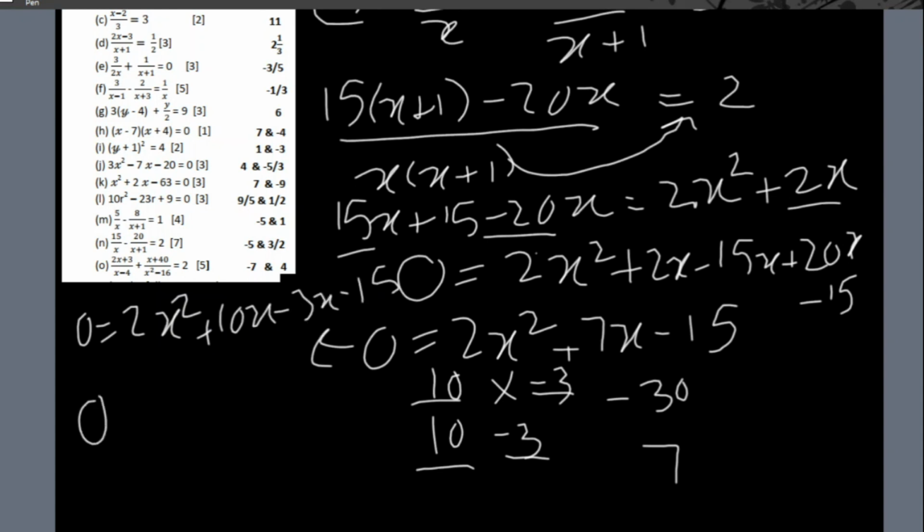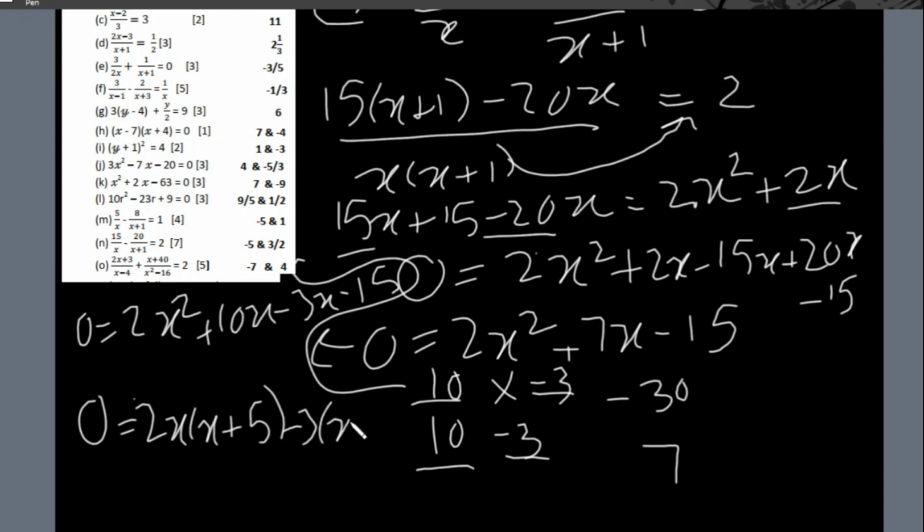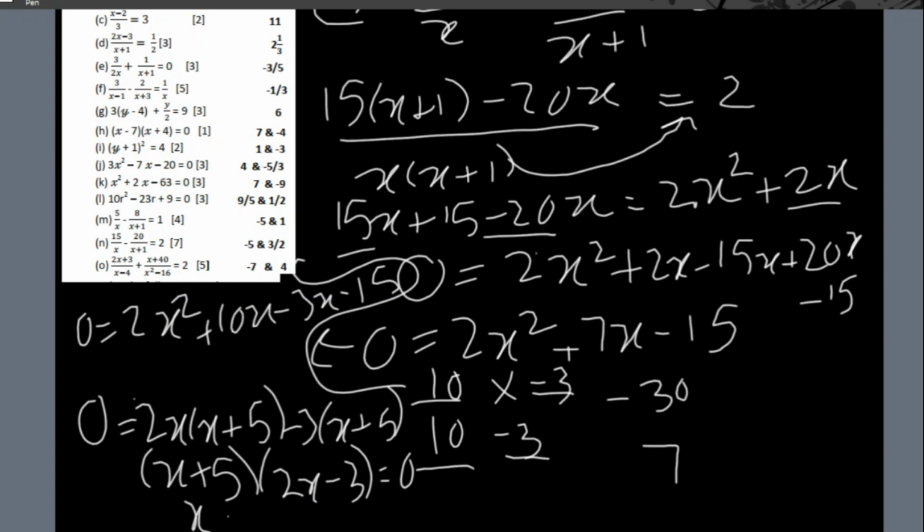In the first two we have 2x common, we get x plus 5. In the next two we have minus 3 common, we get x plus 5. So we're getting x plus 5 and 2x minus 3 equals 0. So we get x equals minus 5 and x equals 3 by 2. So this is the answer.